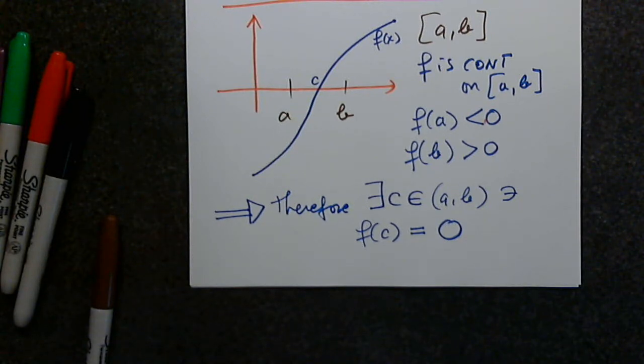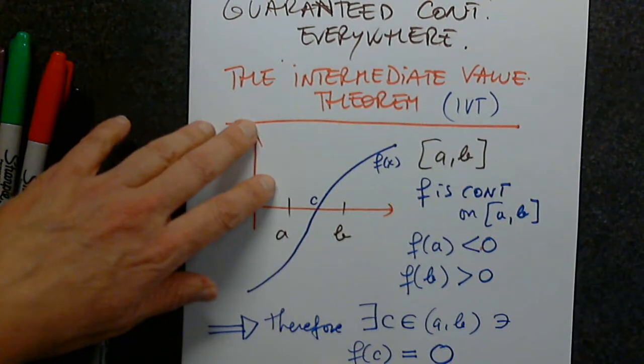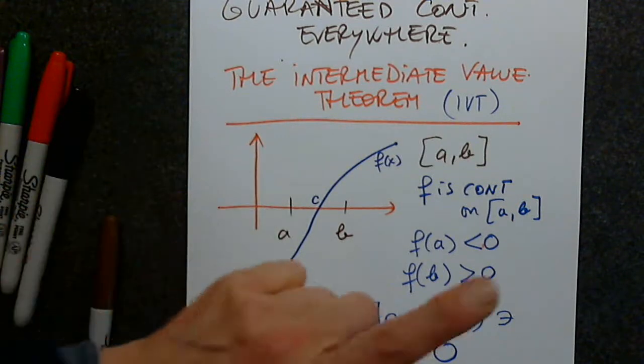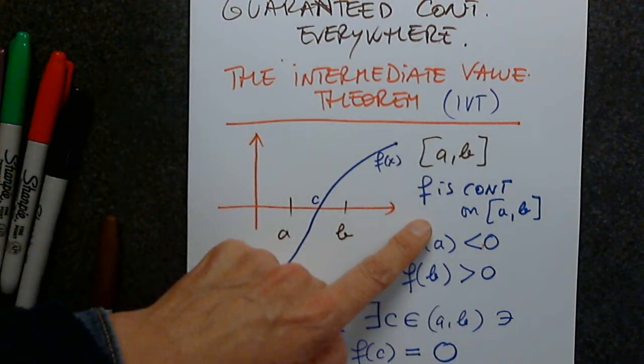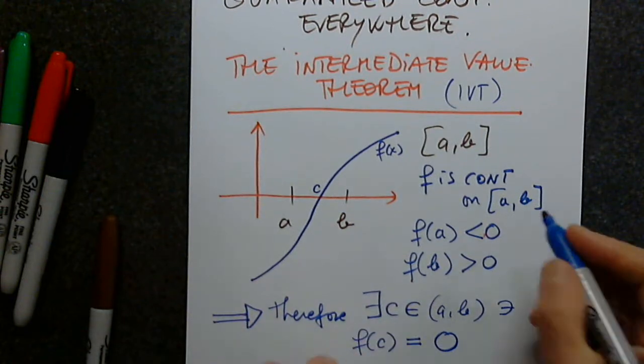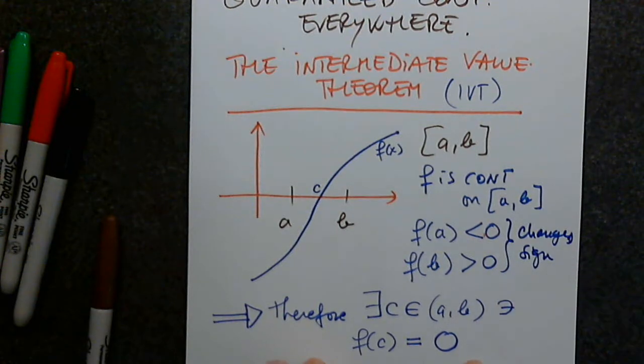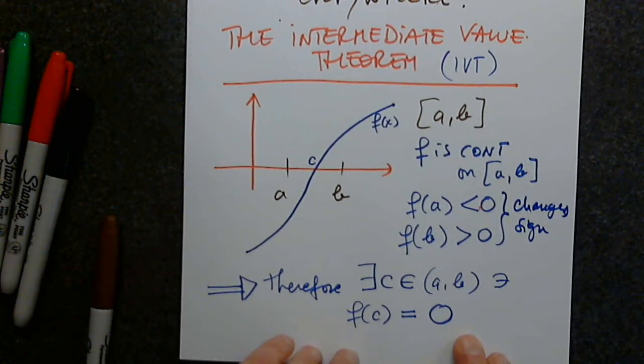One more time. This is one variation of the intermediate value theorem. The function must be continuous on the closed interval a comma b. It must change sign at least once between a and b. Otherwise, there is no 0 of the function. There is no c in between a and b such that f of c is 0. So continuous, and it has to change sign, either from negative to positive or from positive to negative.